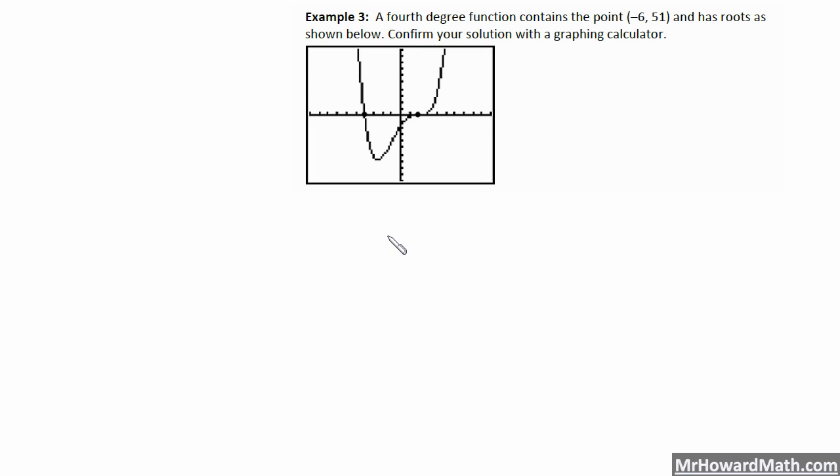All right, example 3, the last example for this video, says we have a 4th degree function. Okay, this makes sense. Look at the end behavior. It's that of a 4th degree. It's going to be a positive 4th degree function because of the end behavior. It's going up and to the left and up and to the right. All right, so that makes sense. And it contains the point negative 6, 51, so negative 6, 51 way up here, and has roots shown below. Confirm your solution with the graphing calculator.